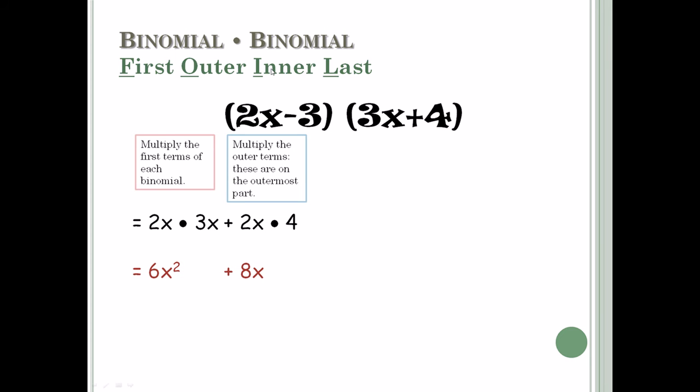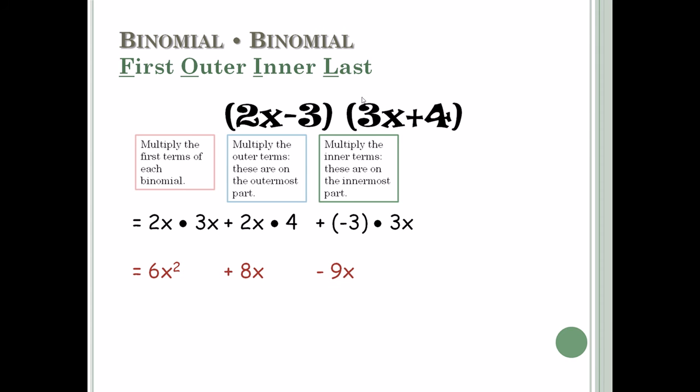Inner was just where the peanut butter and jelly is. It's on the innermost part. That would be this negative 3 times the 3x, because they're on the inside of everything. So you get negative 9x. And then last, in this binomial, the last number is negative 3. In this binomial, 4 is the last number. So you're going to take your negative 3 times your 4 and get negative 12.